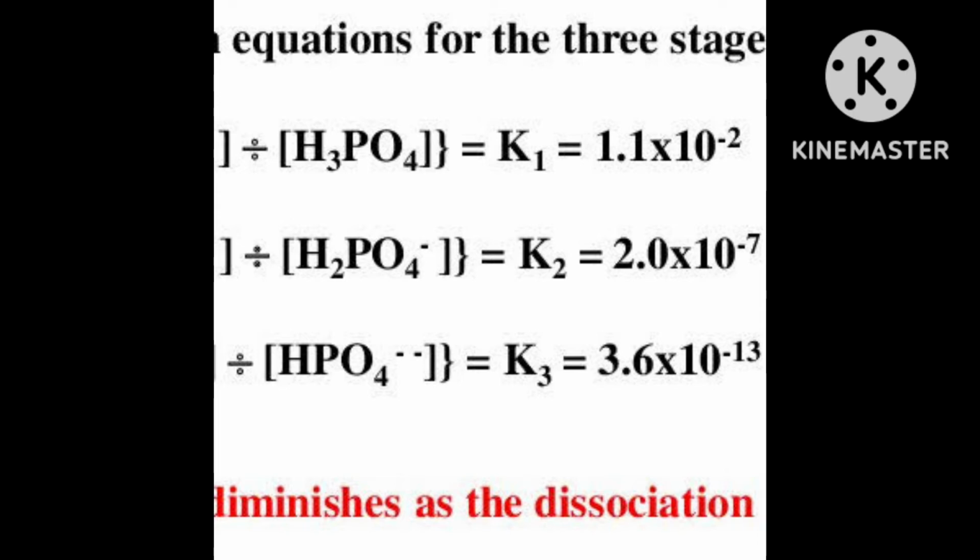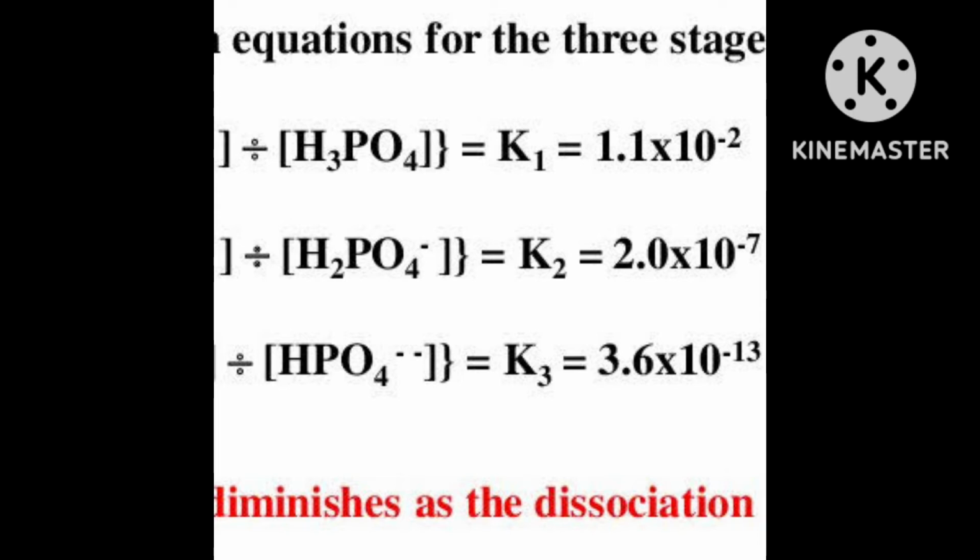Like that, ascorbic acid: its first ionization constant is 7.4 into 10 to the power minus 4, and the second is 1.6 into 10 to the power minus 12, very less. It means again the first one was easily ionizable and the second was difficult, because a larger ionization constant value means easily ionized, and less means with difficulty. Like that, sulfurous acid: K1 is 1.7 into 10 to the power minus 2, and K2 is 6.4 into 10 to the power minus 8. Again, this value is very less, meaning difficult to ionize.